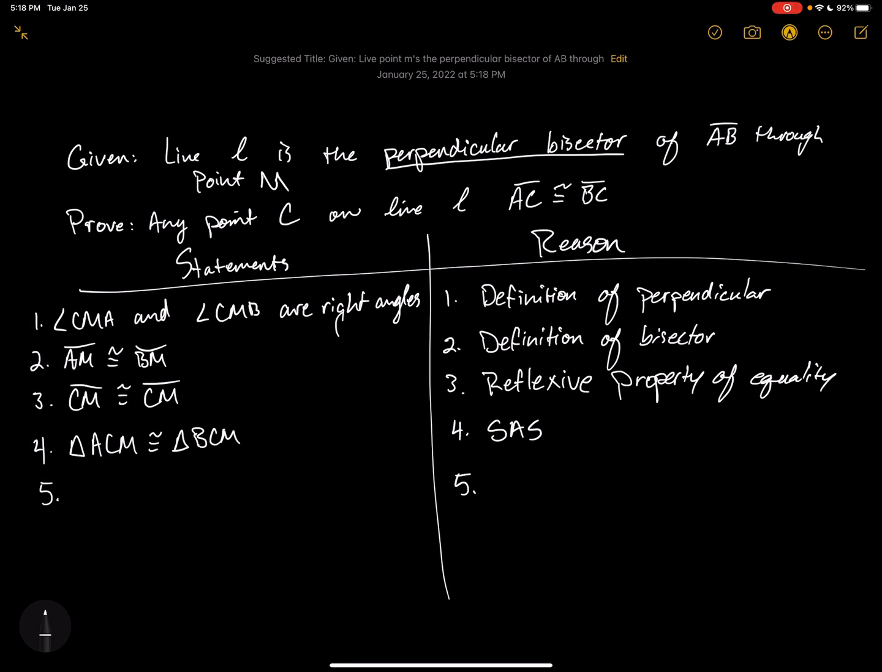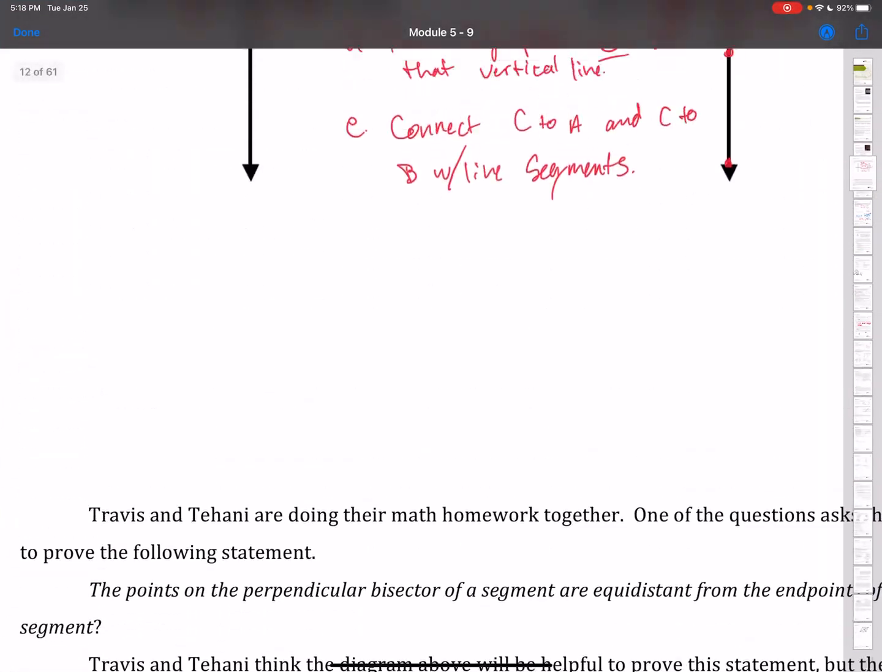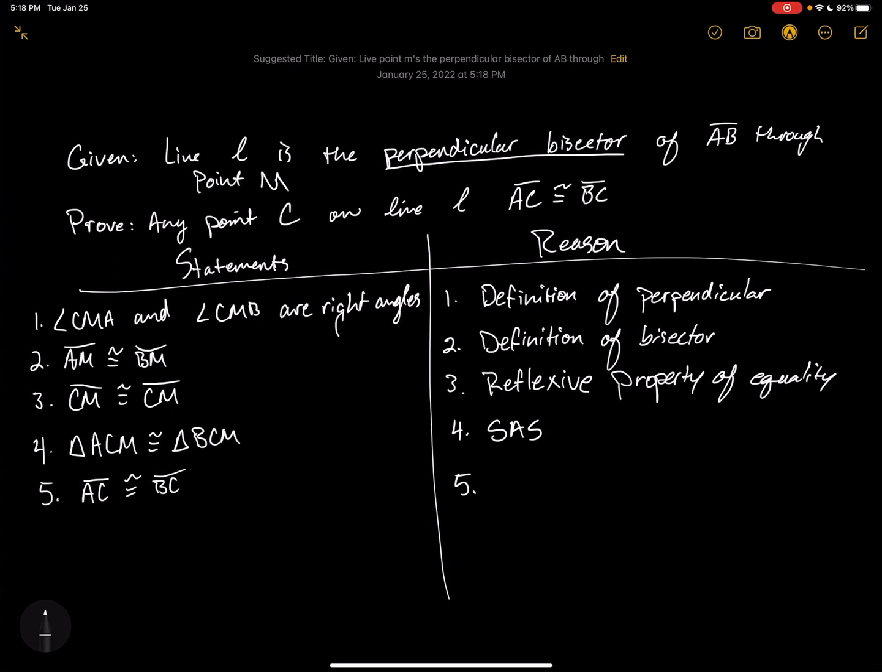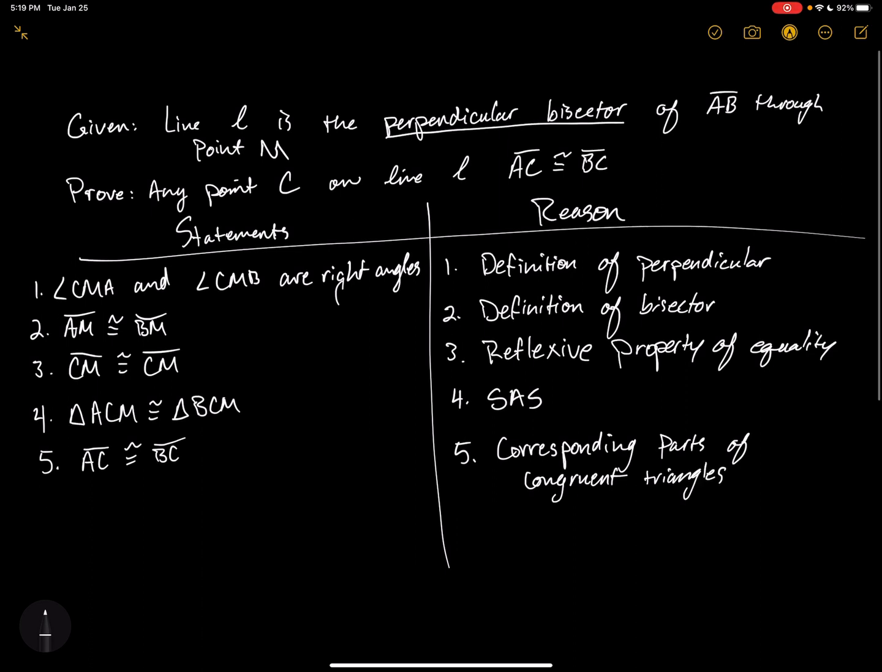Now, because we have those two triangles that are congruent, we know that corresponding parts of something that is the same as something else will also be the same. So segment AC is congruent to segment BC. That's those two green hash marks right there. And the reason for that is that the corresponding parts of congruent triangles are congruent.